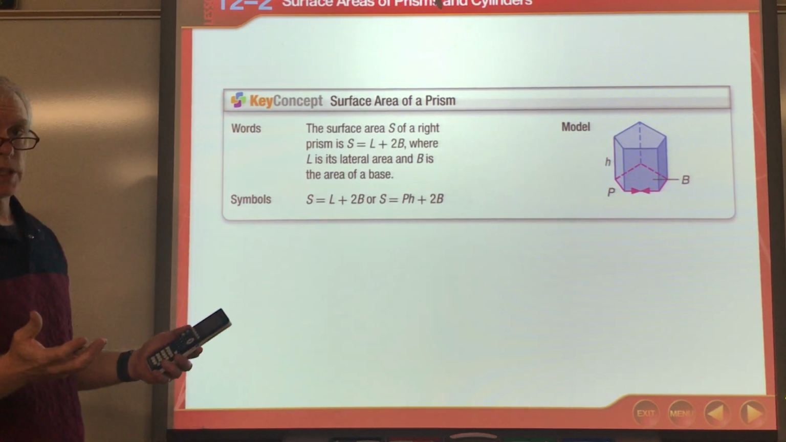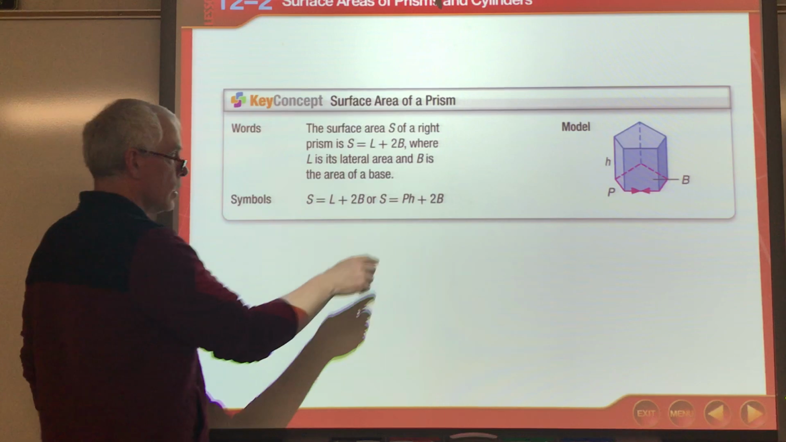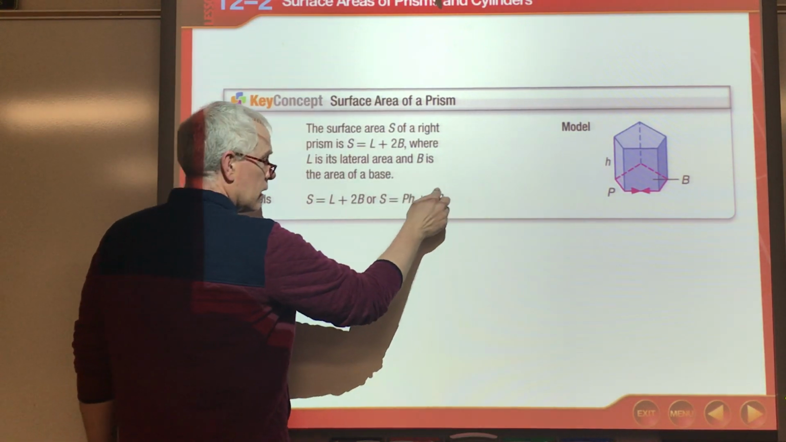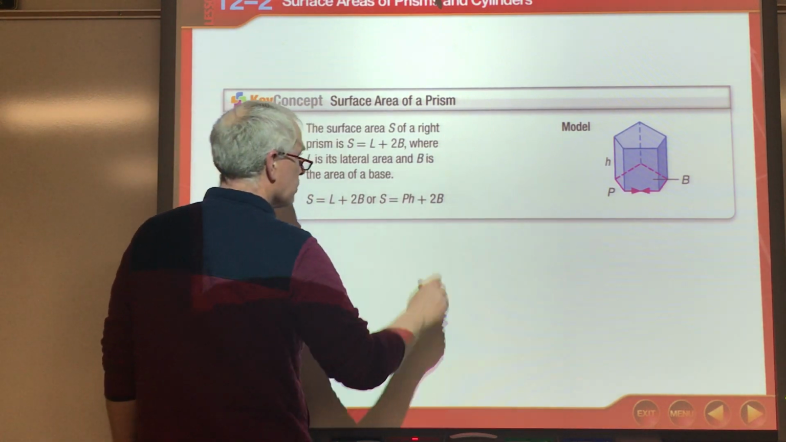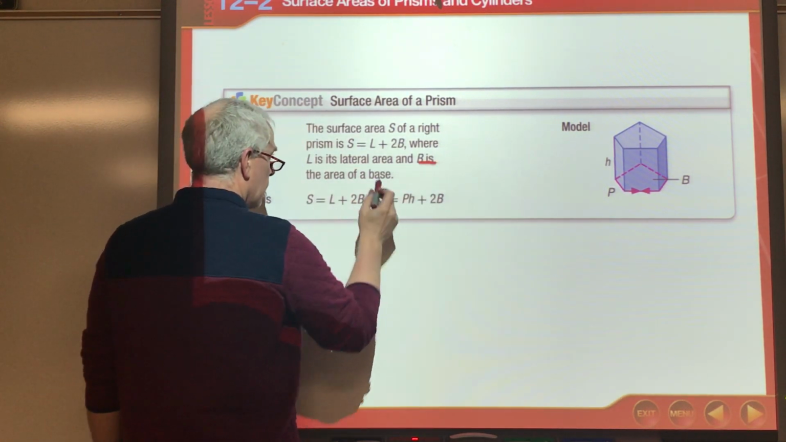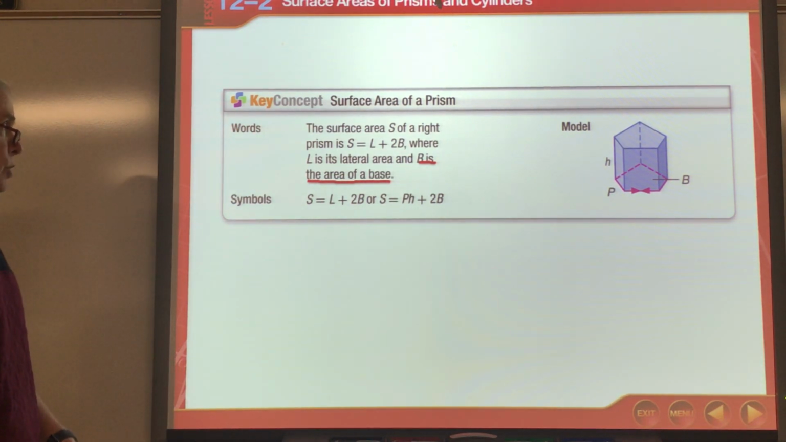All right, the total surface area. Well, I've got the lateral area taken care of. I need to add the bases on there. So this Ph, that was your lateral area, plus 2 times capital B. Again, you have to have somewhere written down in your notes that B is the area of the base. And from chapter 11, we should be able to calculate it.